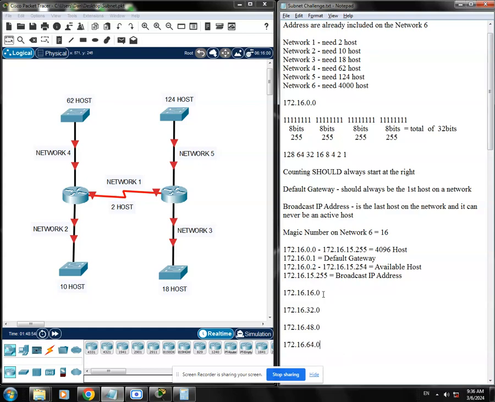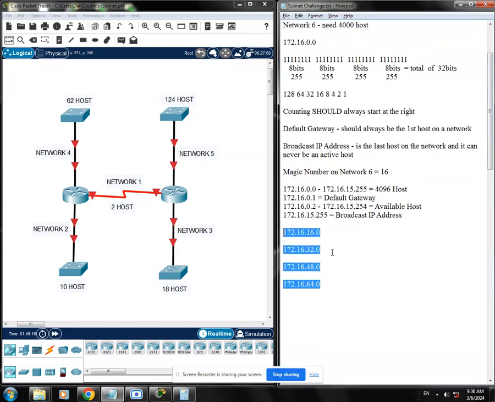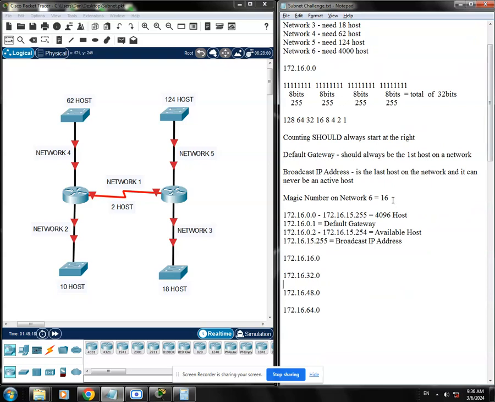If we want to add a default gateway or available hosts here, we can do the same thing as shown, but it was not instructed. We were asked just to create one network, which is 4,000 hosts. I just created these networks for you to know the purpose of the magic number: the network will go up by 16 for us to create another network.